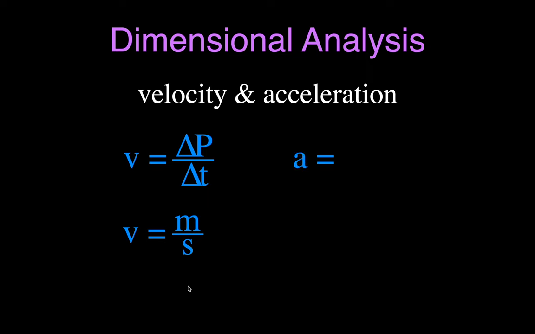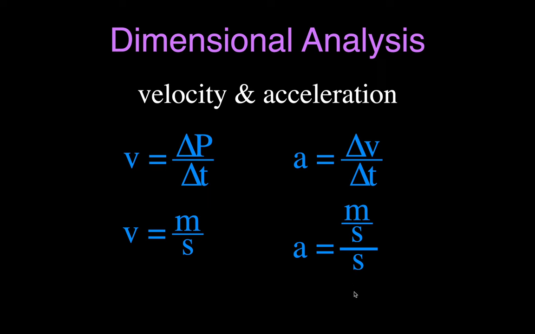Now for acceleration, it's a little bit more complicated, because most people might know it's just meters per second squared, but what does that really mean? Well, acceleration is the change in velocity over the change in time. As we said here, the units for velocity are meters per second, and then we're going to divide that by the time, which is in seconds. And so you can see we get meters per second per second, because that's really what acceleration is. It's the change in velocity. It's how much your velocity changes every second.